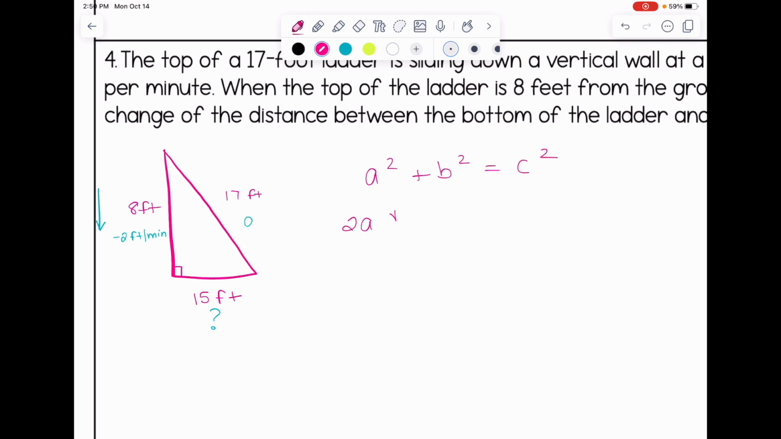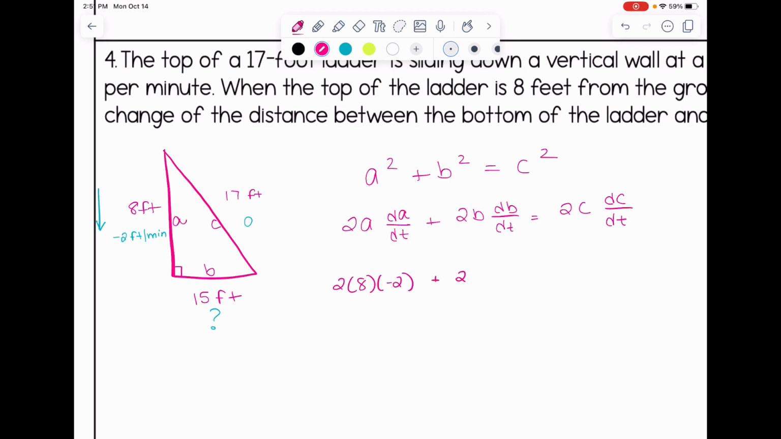When I take the derivative, I'm going to get 2a dA/dt plus 2b dB/dt equals 2c dC/dt. And now let's start plugging everything in. If you remember from the Pythagorean theorem, it does not matter which leg is A and which one is B. So I'm just going to call this one A over here, this B, and this C. All right, so let's plug in variables now. So that's 2 times 8 times -2.